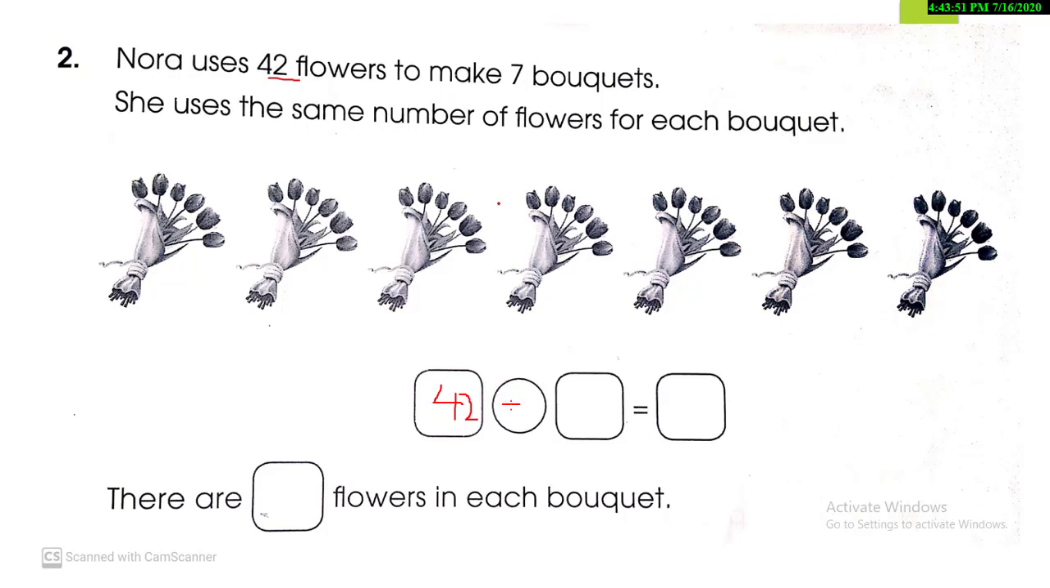Which table do we need to divide it on? Which table do we need to read now? 7. Okay, for the 7 times table, I tell you to learn it with a trick. So let's start reading the 7 times table. Can anyone tell me what the answer is? Do you know the answer? Yeah, 7 sixes are 42. So she actually put 6 flowers in each bouquet.